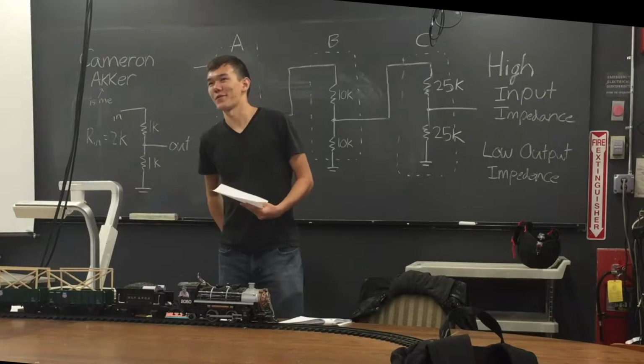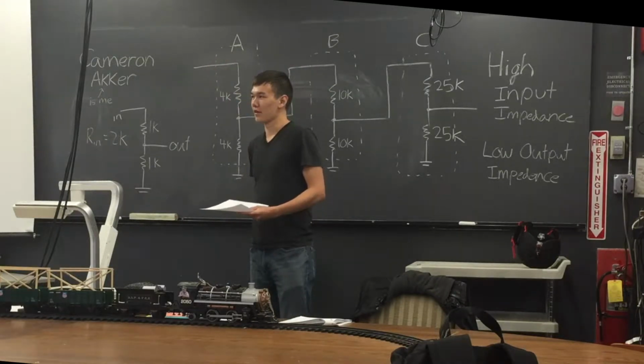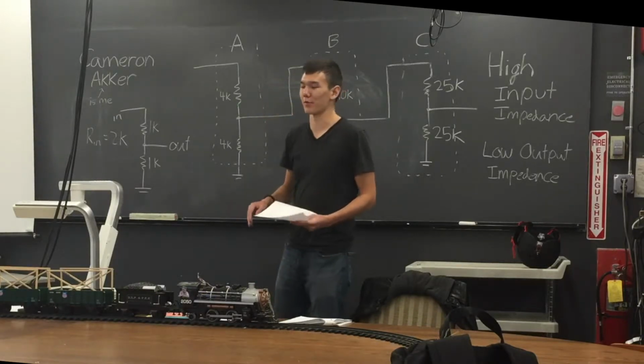Output impedance is the more confusing of the two. There are a lot of ways they try to explain it. I think the notes say it's something like the resistance when you short the output. It's not a very good way of explaining it.